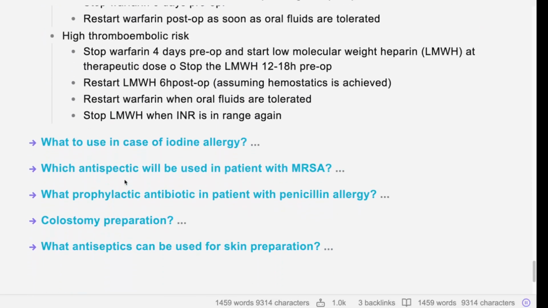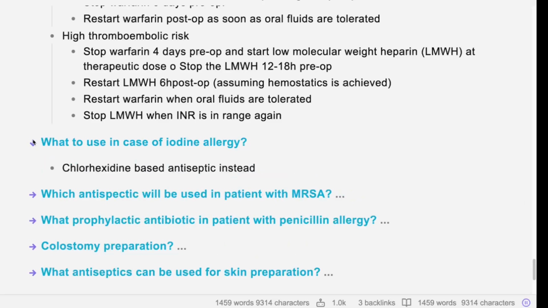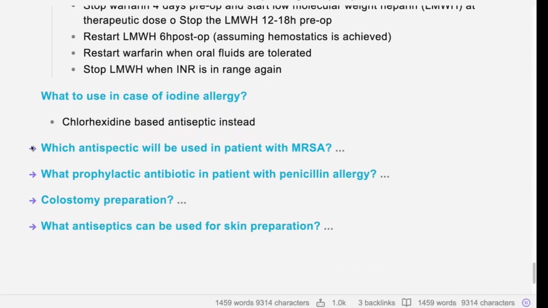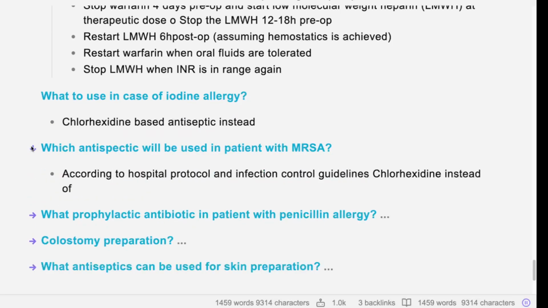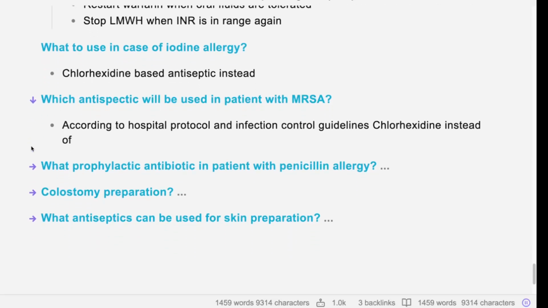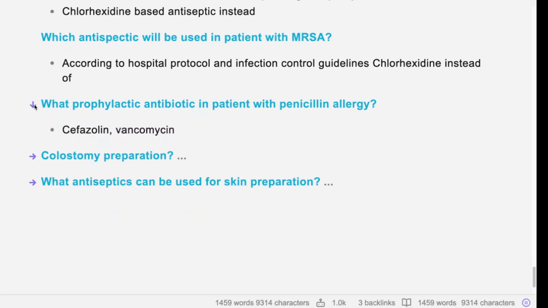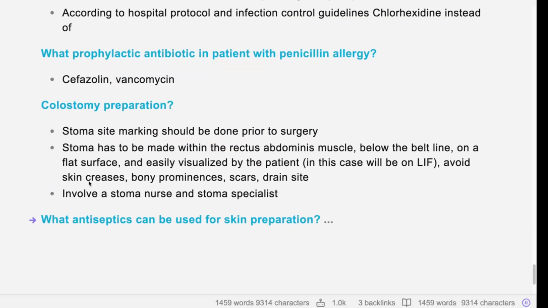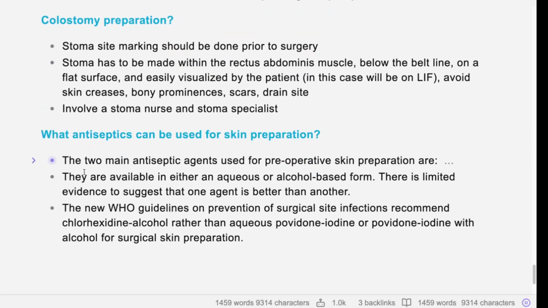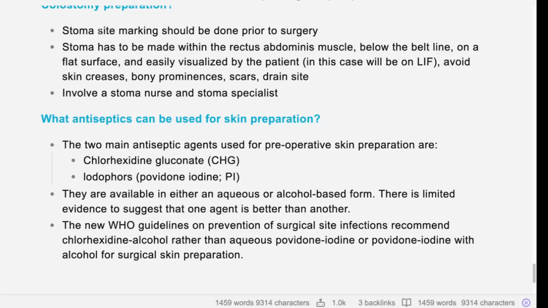What to use in case of iodine allergy? In this case, we usually use a chlorhexidine-based antiseptic instead. Which antiseptic will be used in patients with MRSA? It would be based on the hospital protocol, but chlorhexidine will usually be used. For prophylactic antibiotics in penicillin allergy, you follow the local guidelines, but vancomycin and cefazolin can be used. The colostomy preparation, very quickly, you can read it quickly. And antiseptic for skin preparation, you can just read it quickly as well.